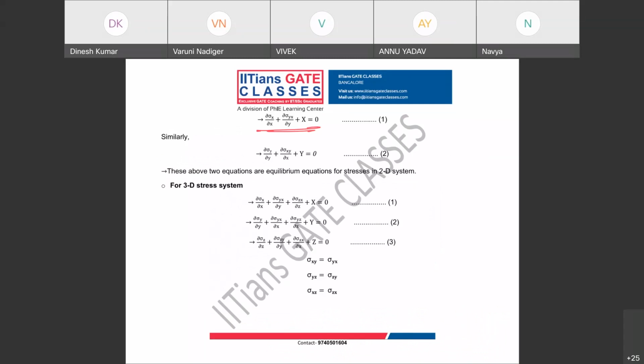So how are these equations derived? See guys, I went for my master's interview at IIT Madras. The professor asked, derive the equilibrium equation. What I did, I took a 3D stress system and I derived. But now tell me guys, which will be easier, to derive in 2D or 3D? In 2D. 2D it will be easy, right? And then we can extend it to 3D.